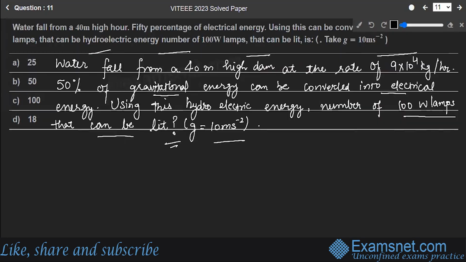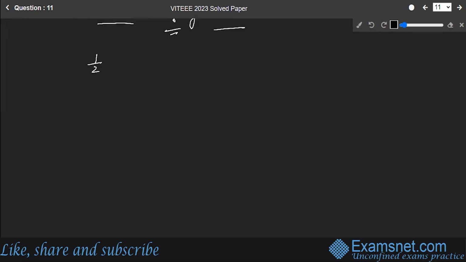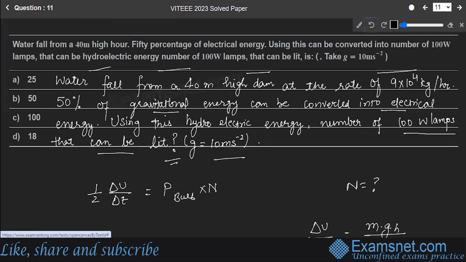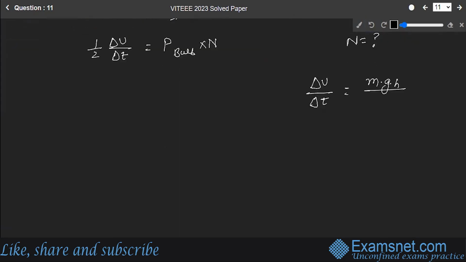So you know that half change in energy upon change in time is equal to power of one bulb into the number of bulbs. That is, let's say n. This is what you need to find out in the question, n. And you know one thing, that delta U upon delta t is equal to mgh upon 3600, because the time is taken as 1 hour. So this is 3600 joules per second.